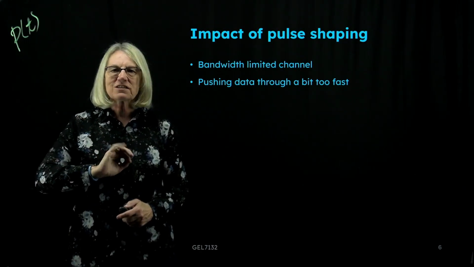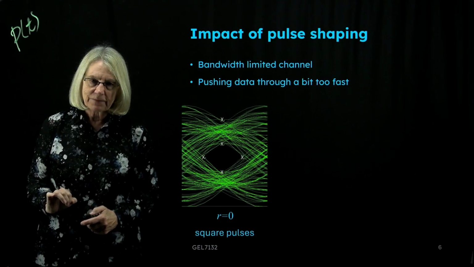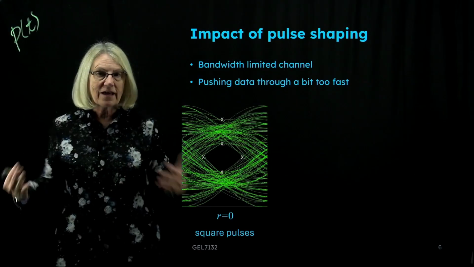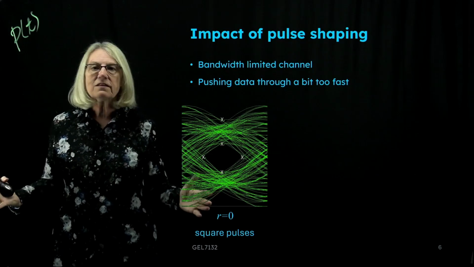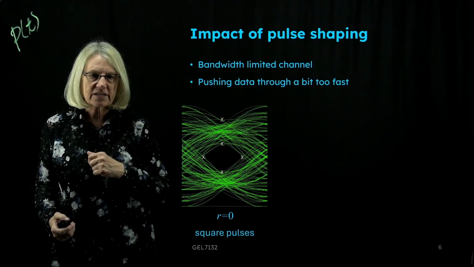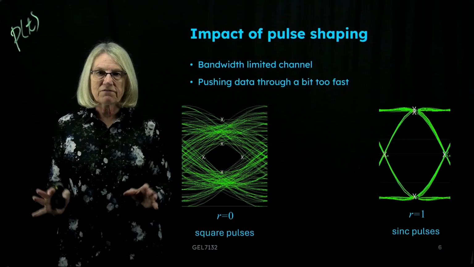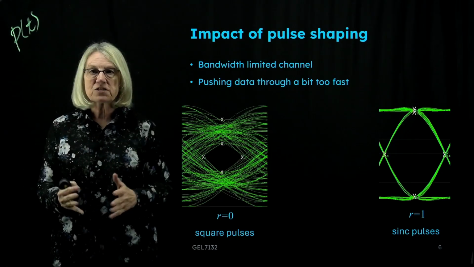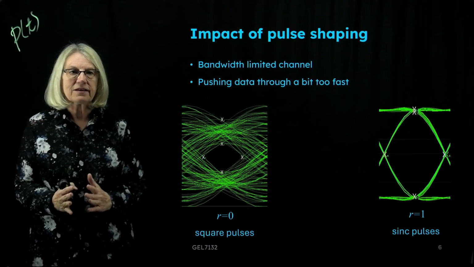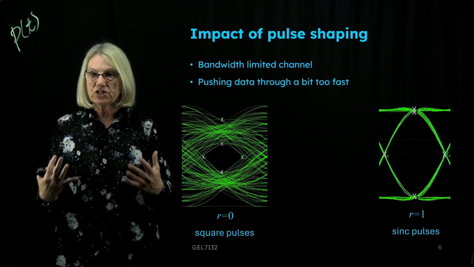So this is an idea that we can also see in an eye diagram. For instance, if I use square pulses, they happen to occupy a lot of frequency. They're very spectrally inefficient, and I might get an eye diagram that looks like this. If I used instead sinc pulses, which are very efficient spectrally, very narrow, the least spectral occupancy I can get, then I would have a much more open eye. And so this is for a bandwidth limited channel.